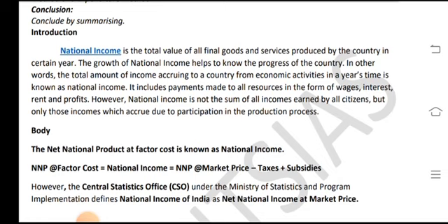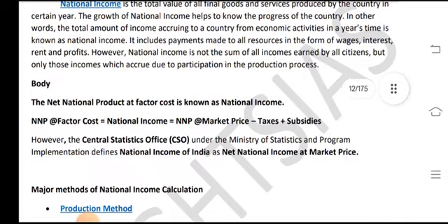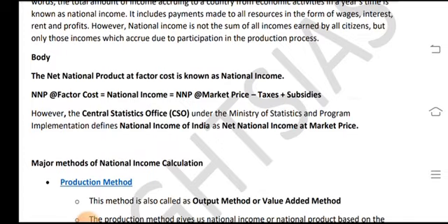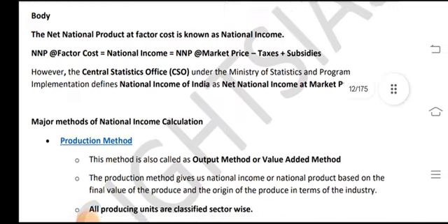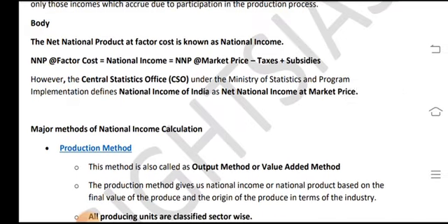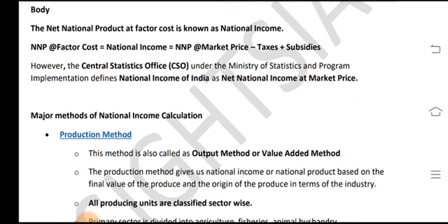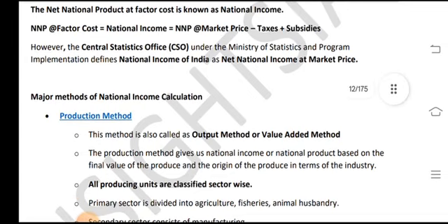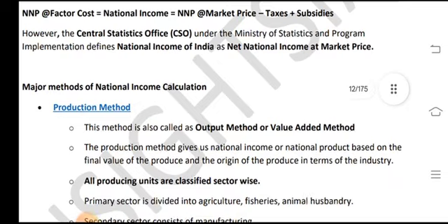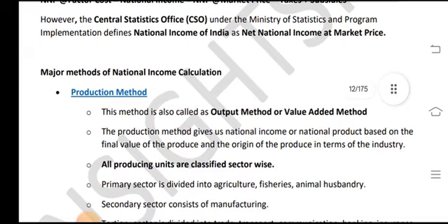However, national income is not the sum of all the incomes earned by all the citizens, but only those incomes which accrue due to participation in the production process. Net national product at factor cost is known as national income: NNP at factor cost equals national income, and NNP at market price equals factor cost plus indirect taxes minus subsidies. The Central Statistics Office (CSO) under the Ministry of Statistics and Programme Implementation defines national income.